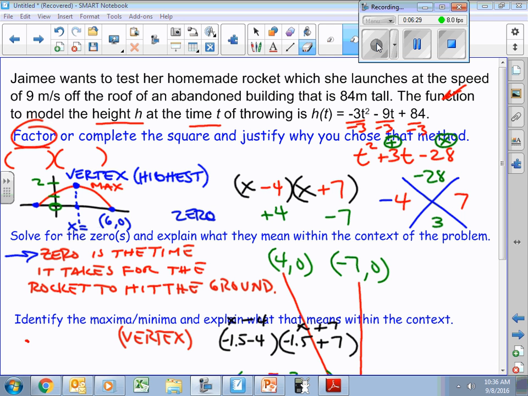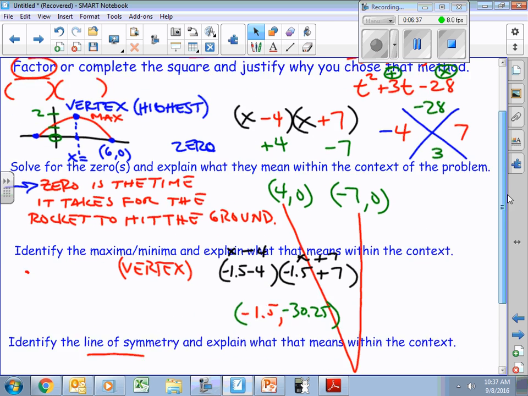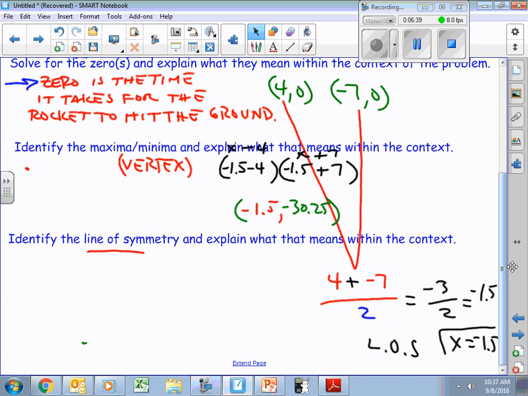So you got your zeros. The next part, they put it in the order where they want maximum next. But for us, remember, skip the maximum section, which is the vertex, and go down to the line of symmetry. How do I get the line of symmetry? Again, I just add the 2 numbers, and then divide by 2. If it gives you something like this, I hope they don't do a decimal on the test. I hope they let it be just a regular number to plug in.